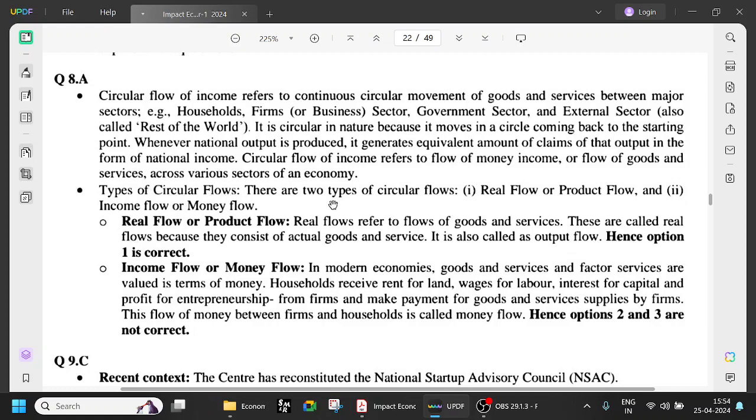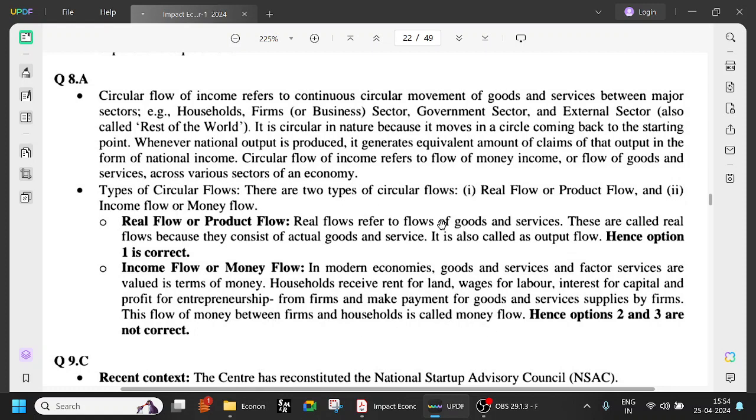Types of circular flows: there are two types, real flow or product flow, and income flow or money flow. Real flow refers to the flow of goods and services. These are called real flows because they consist of actual goods and services. Income flow or money flow: in modern economies, goods, services, and factor services are valued in terms of money. Households receive rent for land, wages for labor, interest for capital, etc., and make payment for goods and services supplied by firms. So this flow of money between firms and households is called money flow.